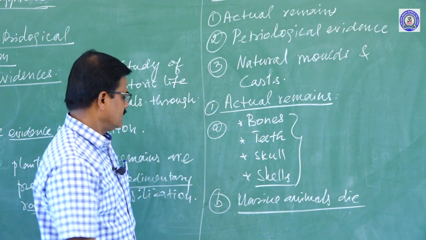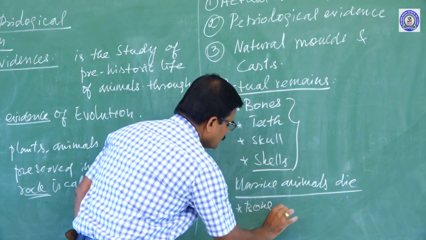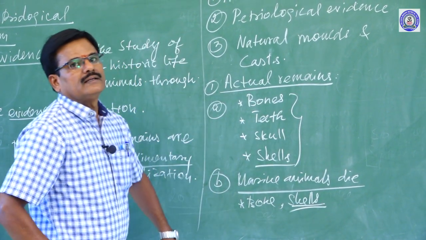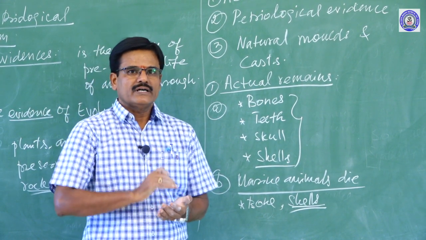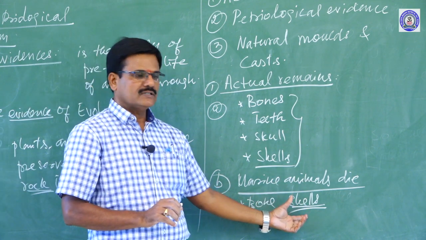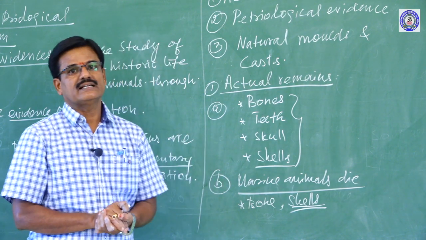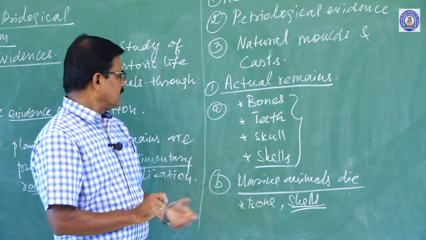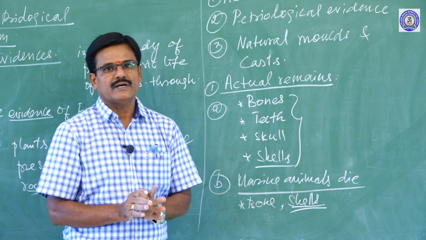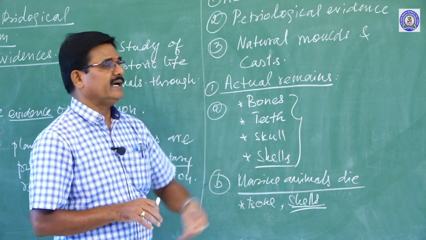Marine animal dies, their hard parts, that is bone and shells. You know what is meant by shell? The delicate organism's body is covered by a strong plate, which is called shell. Those strong parts are preserved as such under the sea. That is said to be another actual remains. Actual remains means without changing any part or body of the organisms, as it is buried under the earth.